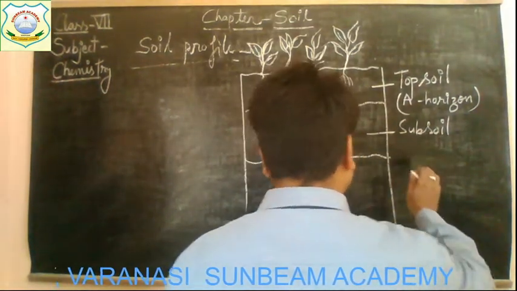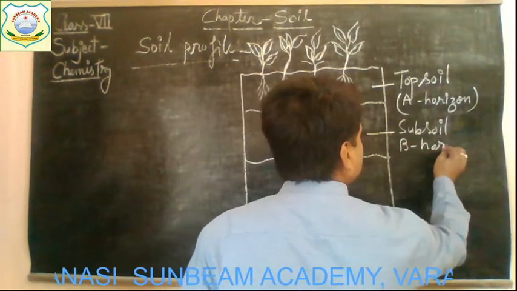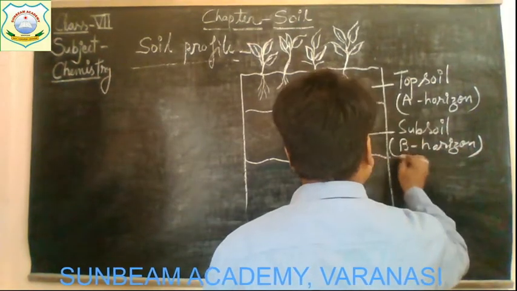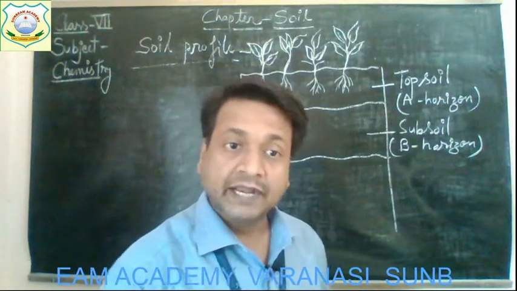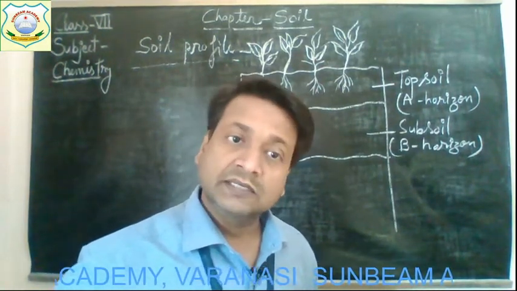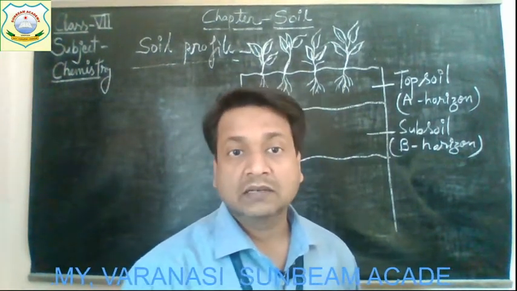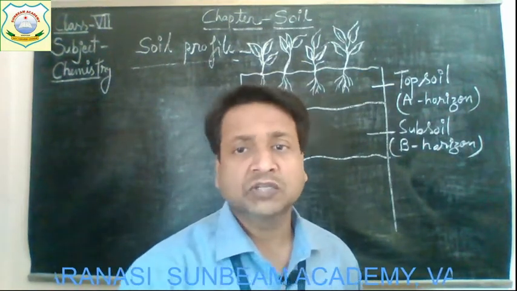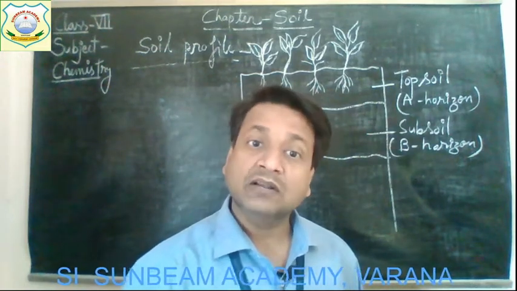This subsoil is also known as B horizon. Below the topsoil, the second horizon is there, and this horizon is known as B horizon or subsoil. This is the layer below the topsoil, and the subsoil does not have much humus and is therefore lighter in color than topsoil.